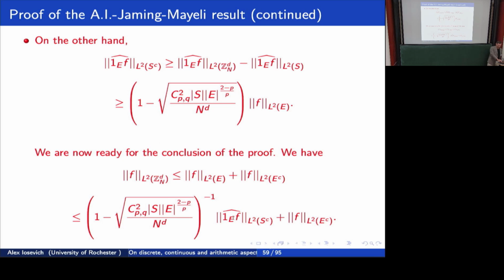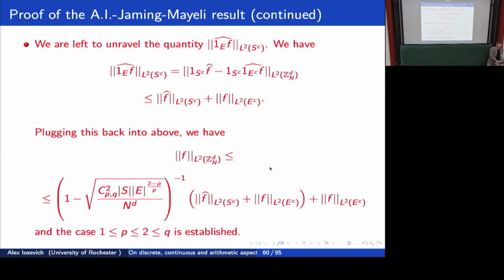But on the other side, we have the L2 of S complement norm of 1_E F hat, which is not quite what we want. We want the L2 of S complement norm of F hat. Okay? So what do we do? We unravel the quantity 1_E F hat in L2 of S complement. So how do we do that?